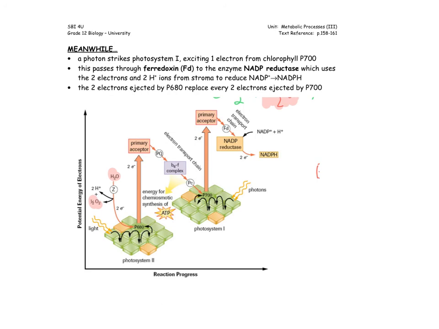We will talk about cyclic electron flow in a day or so. Your job today is to try to memorize the sequence of events: P680, to PQ, to B6F, to PC, to P700, to ferredoxin, to NADP reductase, to NADPH, and then we're done. So give that a whirl, see how you do. We'll do a warm-up tomorrow and see where you are with this.